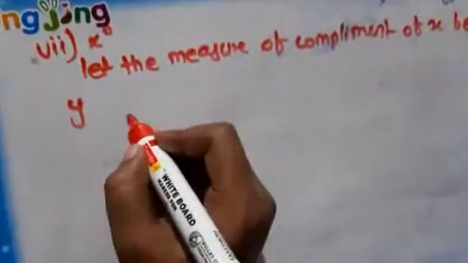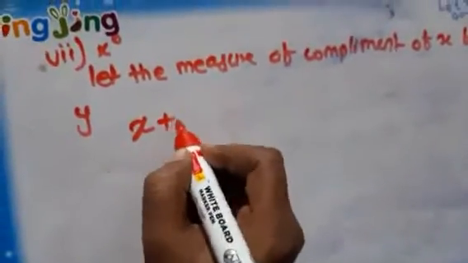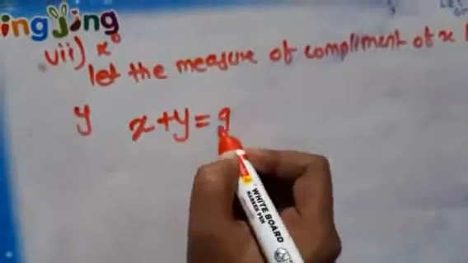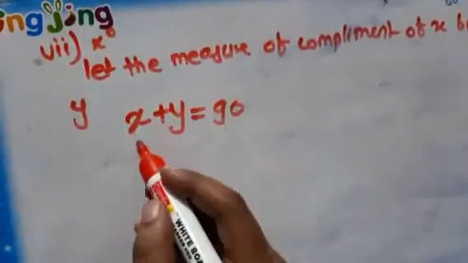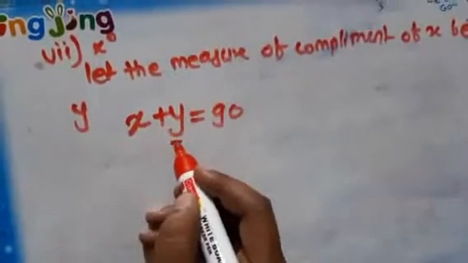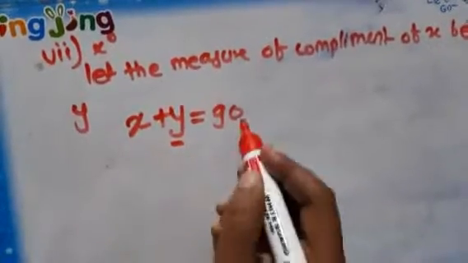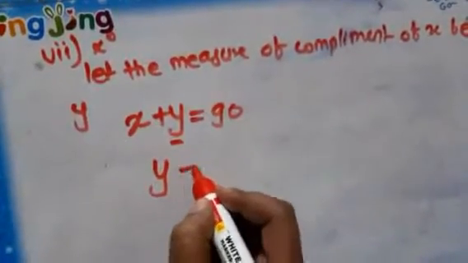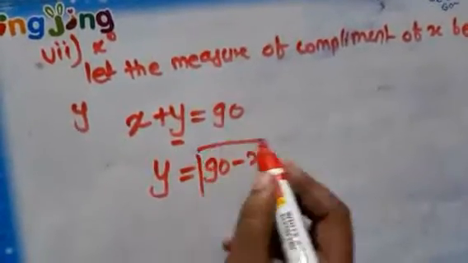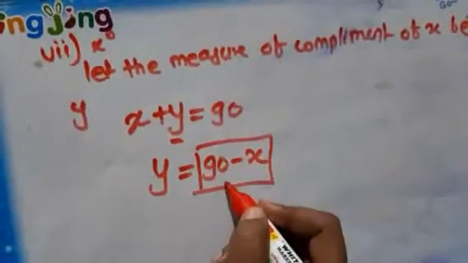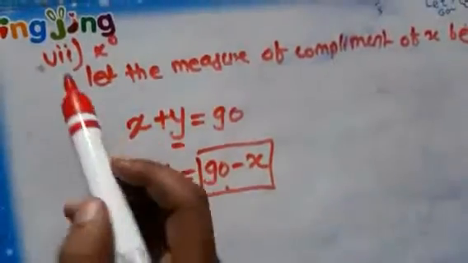So what equation can we form? x plus y is equal to 90 degrees, because the addition will be 90. So in order to find y, what will we do? We will send x to this side. So it will become y is equal to 90 minus x. So 90 minus x will be the complement of x degrees.